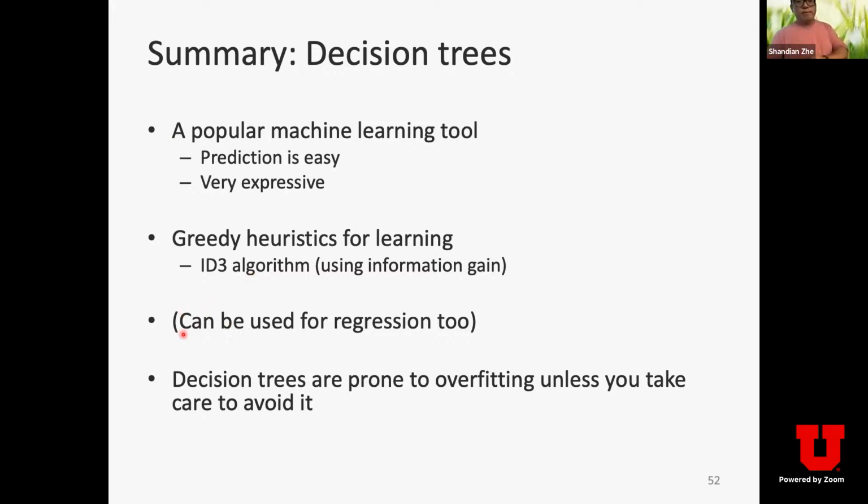And although you're not required to implement a regression tree, just be aware that you can also use trees to do regression. Decision trees are prone to overfitting if you do not restrict the size of the tree, so you need to take care to avoid that. A typical strategy is to fix the depth of the tree or use a separate validation set to control the tree growth.